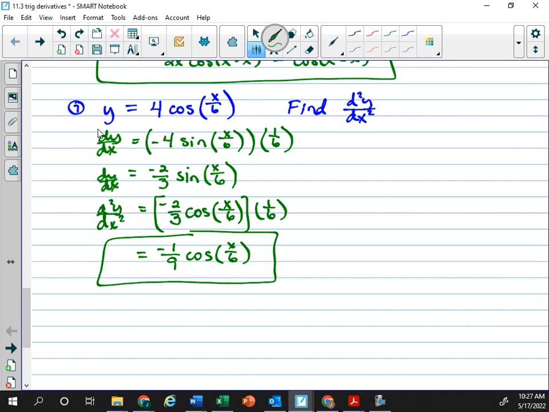All right, guys. Did we get negative 1/9 cosine of x over 6? Yes. Okay. Questions? Okay. Quizzes time then.